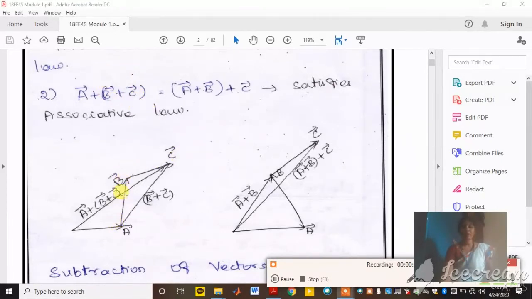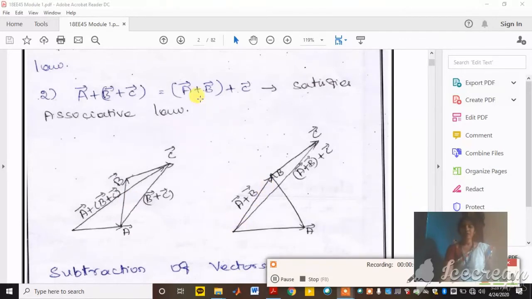So we have the B vector here and the C vector here. The addition of the two vectors will reflect in B plus C. This B plus C vector has to be added with your A vector. These two vector additions will give A plus (B plus C). It is one form that reflects your associative law.